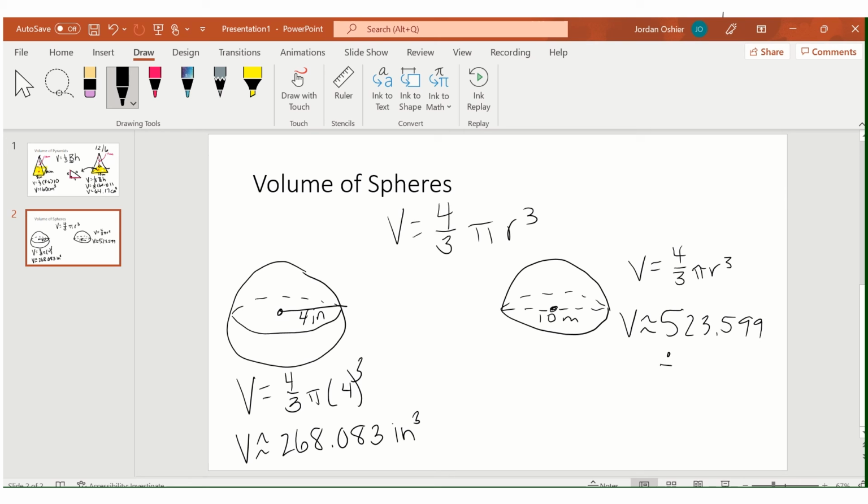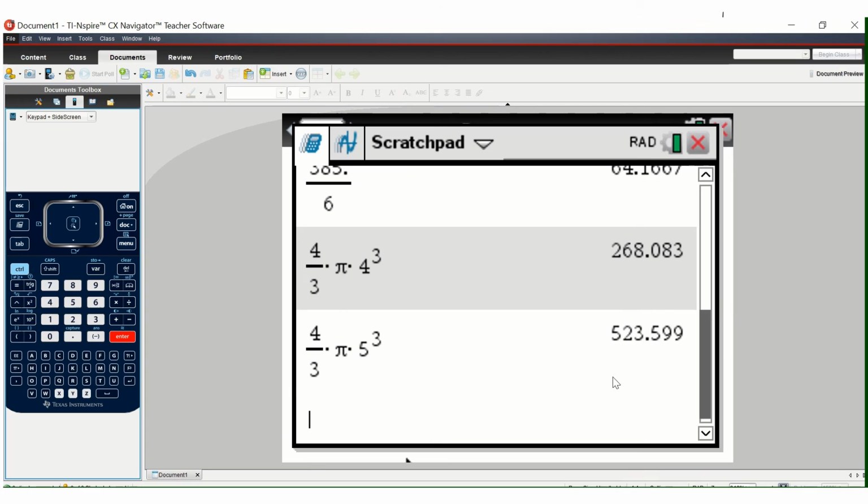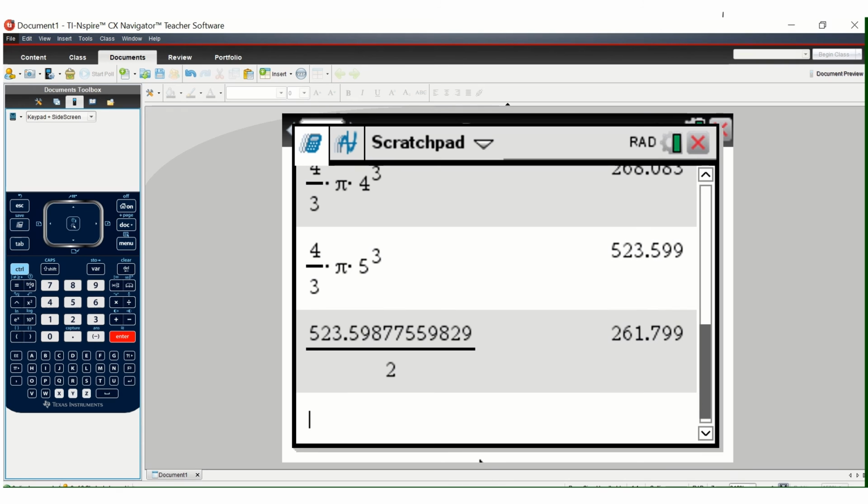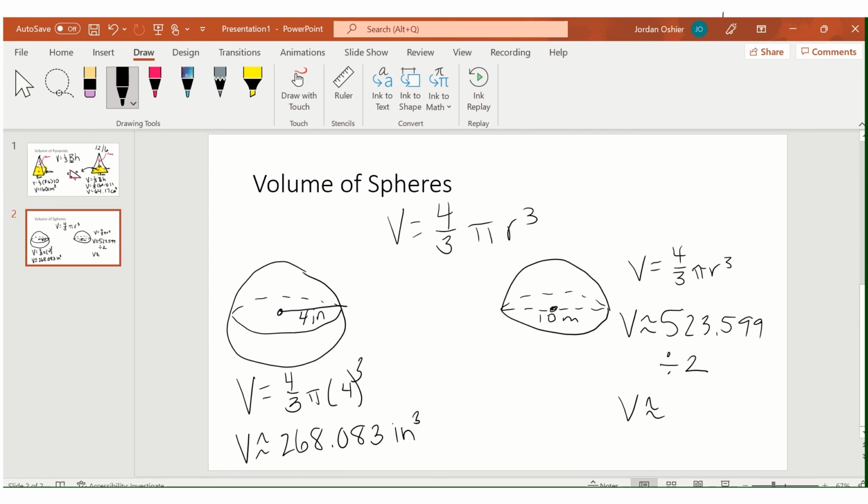And again, I need to divide that by 2 because it is a hemisphere. And another shortcut with that is in the calculator, whatever answer you have, if you want to divide it, you just click divide. Whatever you want to do to it, if you just click it, it will automatically copy whatever that answer was. That's what ANS stands for. So divide by 2, hit enter, and there is our final answer of 261.799 meters cubed.